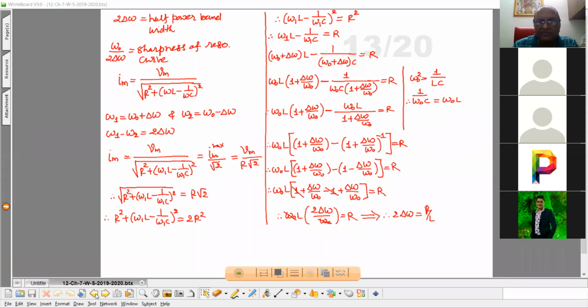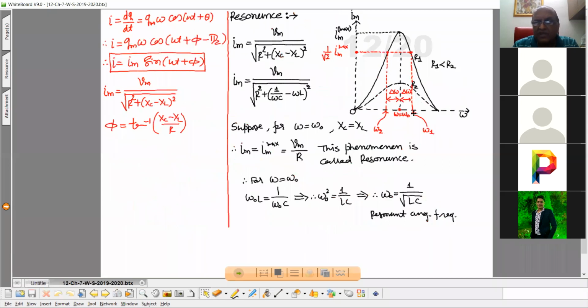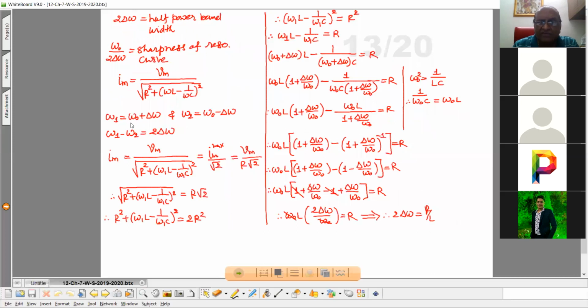Now we already discussed here on the graph, we can write omega 1, that is omega 0 plus delta omega, and omega 2, that is omega 0 minus delta omega. So we have omega 1, that is omega 0 plus delta omega, and omega 2, that is omega 0 minus delta omega, as well as we have omega 1 minus omega 2, that is 2 delta omega.